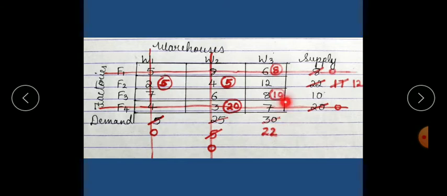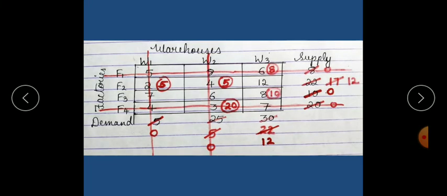So 10 I have allocated here. Once I have allocated 10, I have to reduce 10 from here. 10 minus 10 is 0, 22 minus 10 is 12. So now once this has become 0, I am cancelling this entire row.